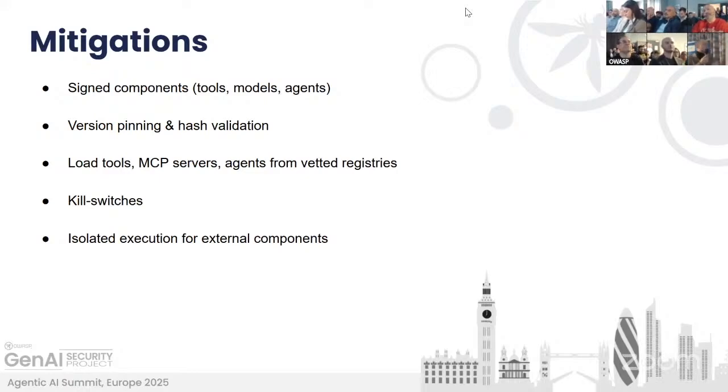The last two mitigations will help if you somehow know that the system might be compromised. You need a way to quickly do damage control and turn off the agent or the tool or the MCP server or whatever, just to avoid propagation across the entire solution. And I'm particularly interested in how to sandbox and isolate the environments, because we know this is the best practice.